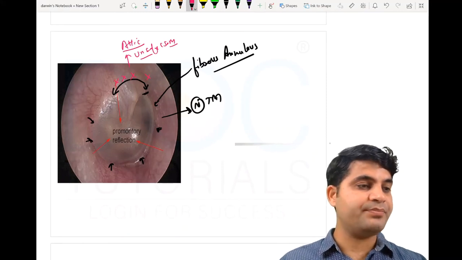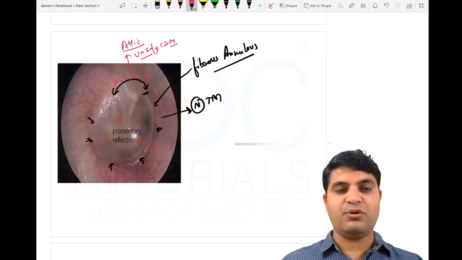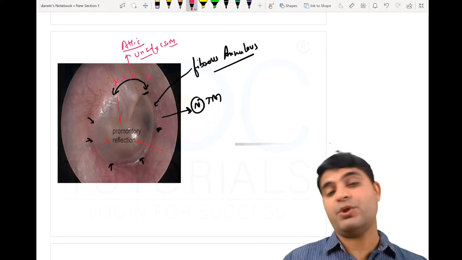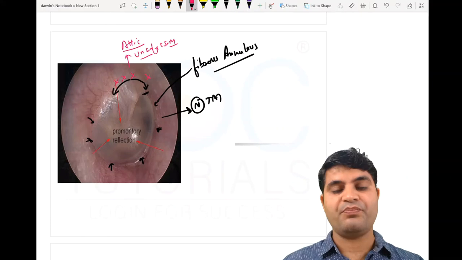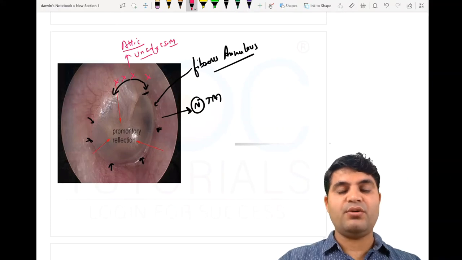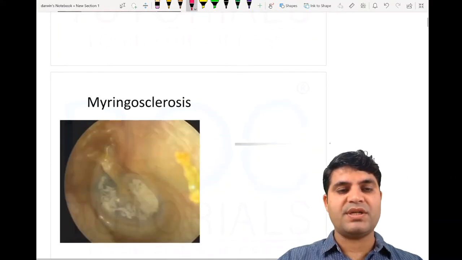Students, understood? If you have any problem, please let me know. These are important representative questions which can be asked from you. This is the reason I am telling you all these images and important statements.